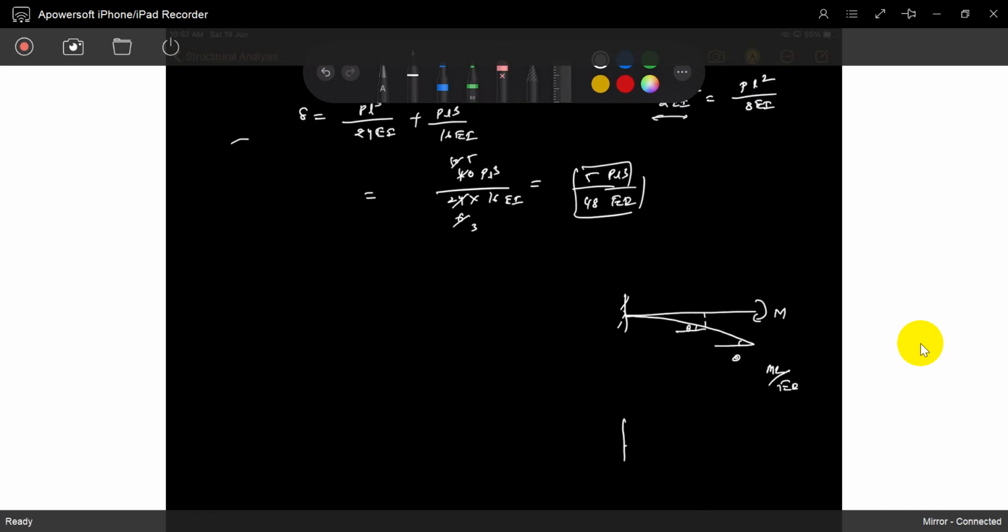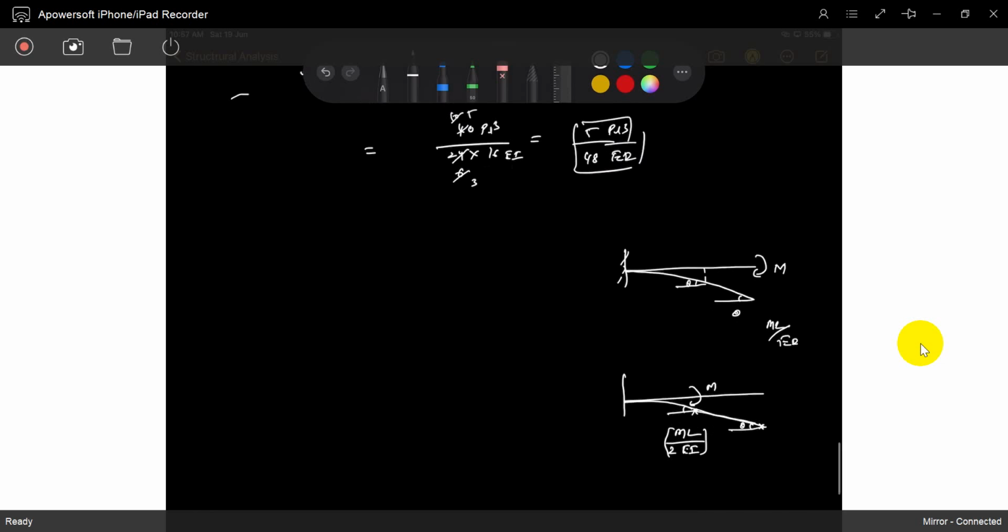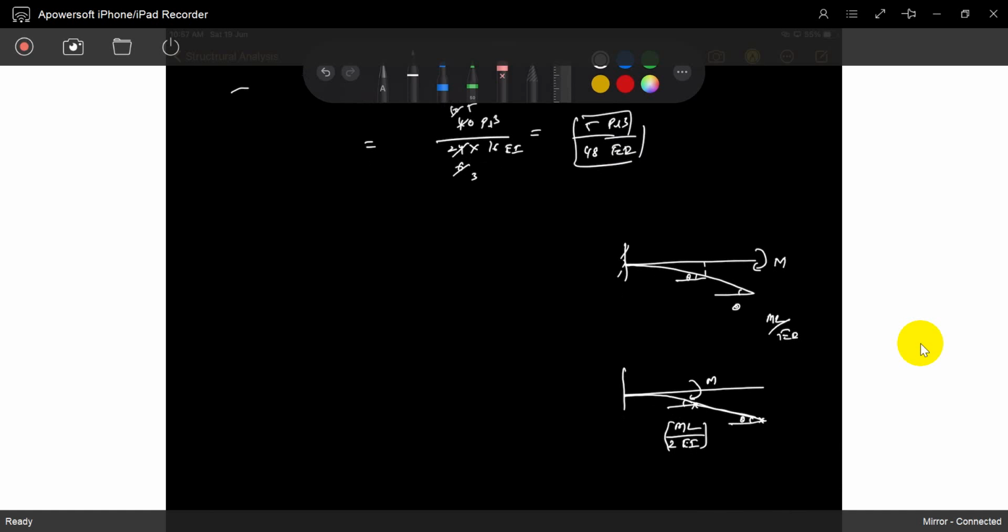Same, you can solve. Just apply a moment at the end. It will go by the end, later it will go straight. So you know this is ML by EI, but L is L by 2, so 2EI. The theta. What is the theta here? This theta is also the same, because it is a straight line. Na? Straight line. So this theta is the same. Understood?